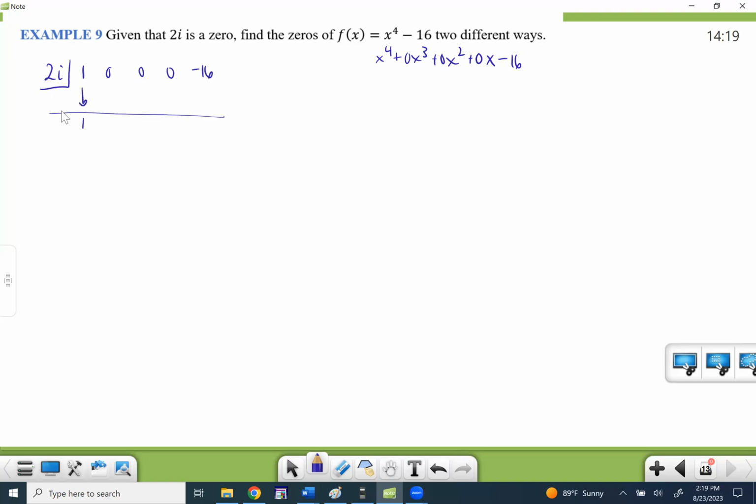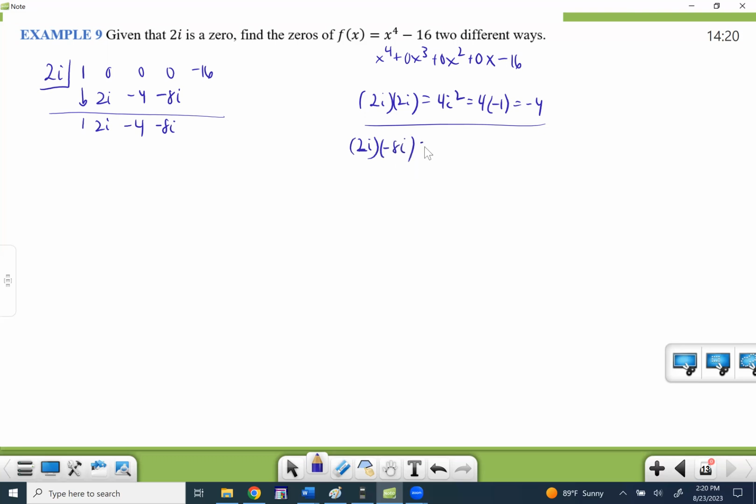So 2i times 1 is 2i. 0 plus 2i is 2i. 2i times 2i gives us 4i squared. Well, 4 times negative 1 is negative 4. And we're going to add downward. 2i times negative 4 is negative 8i. Add downward. So now we have to do 2i times negative 8i.